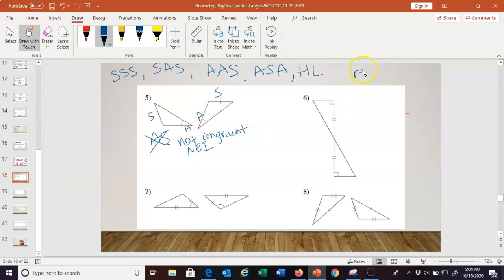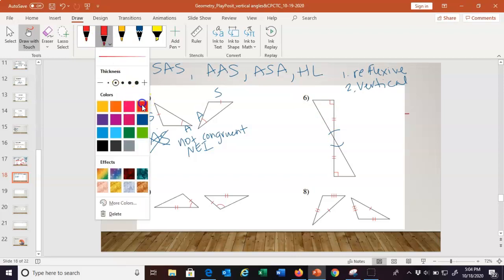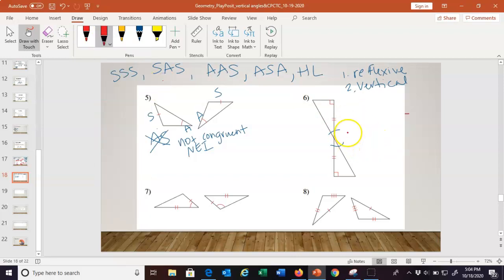Okay. Number 6. Remember to mark anything that you can. So remember we have the reflexive side that we're allowed to mark, and then we have the vertical angles that we're allowed to mark. So in this one, we have those vertical angles that they share. And a lot of times when anybody sees a right angle, they immediately think HL. That's not always the case. You still have to see what markings you're given and what markings you have. So we have an angle, a side, and an angle. We have an angle, a side, and an angle. So it is actually ASA.